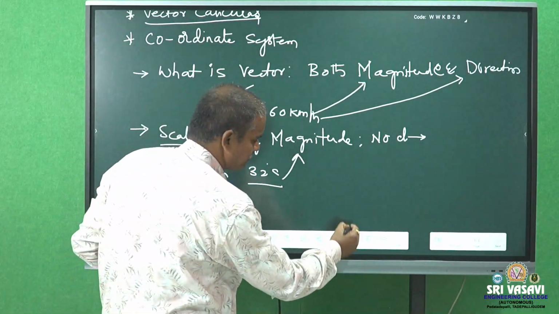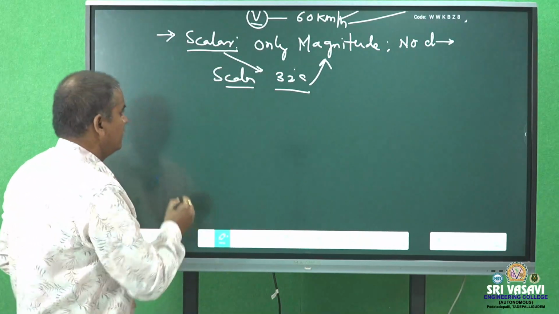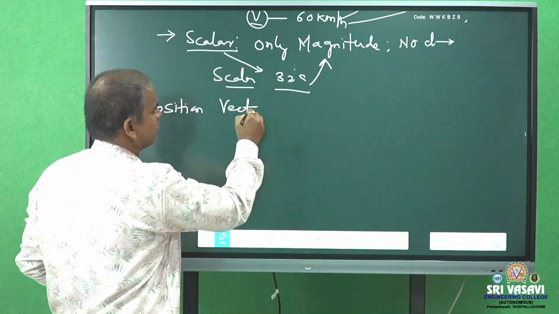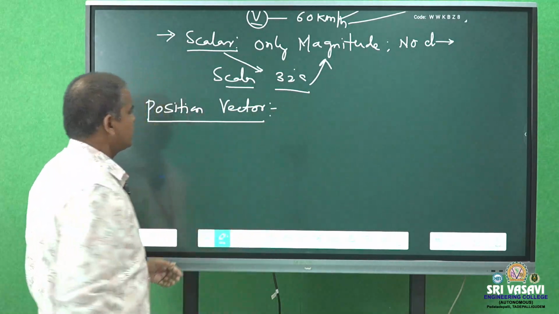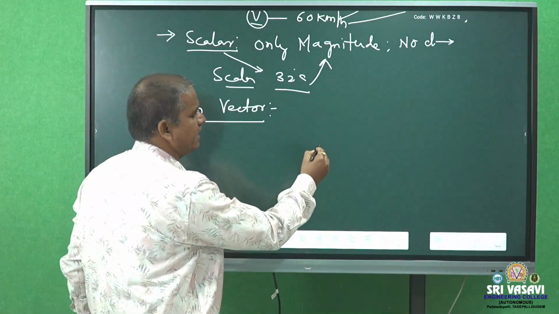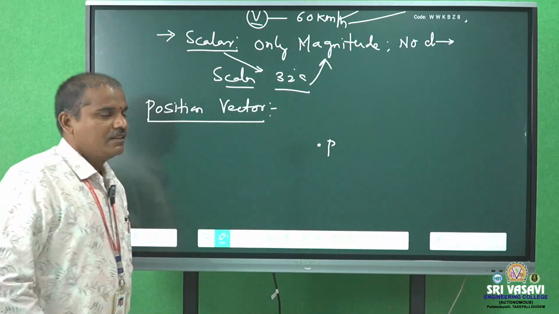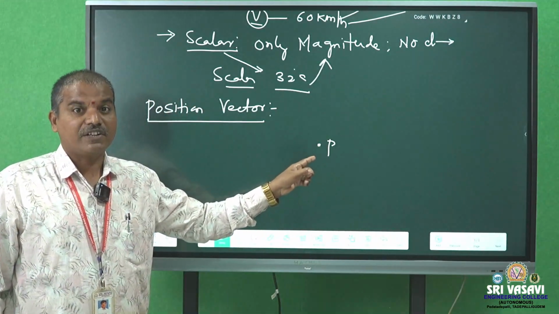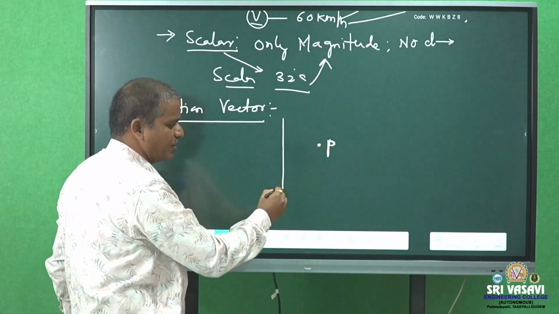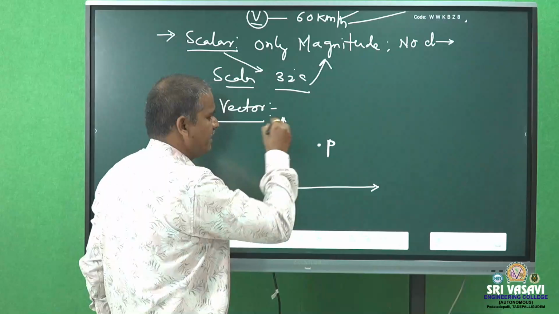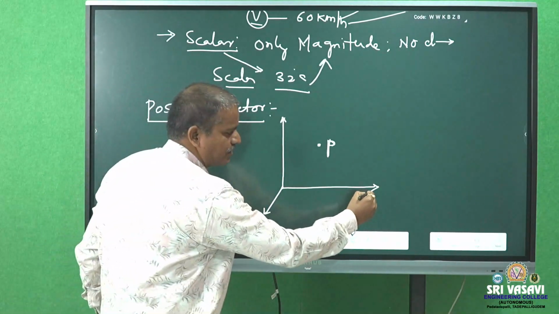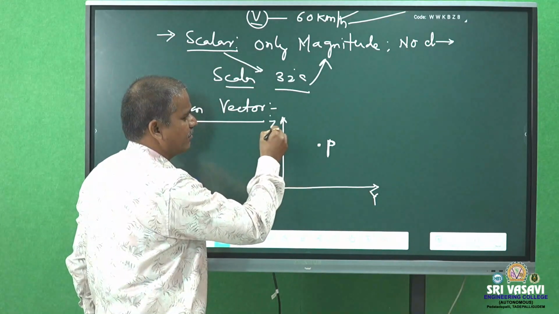Then followed by position vector. The title justifies position. Position means the point which we have to identify. Let us take for example a point P located in free space. This point we have to identify, locate, or position with the help of the coordinate system. The coordinate system is one of the basic components in electromagnetic theory. This is the X direction, this is the Y direction, this is the Z direction.